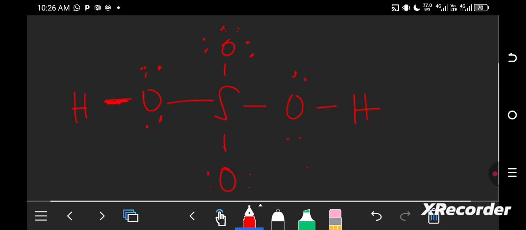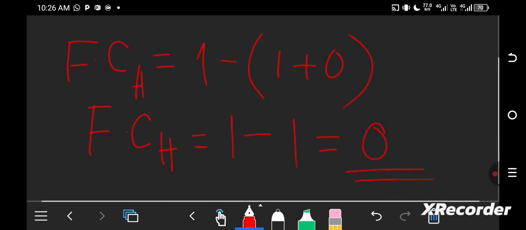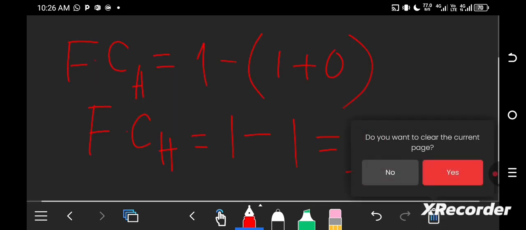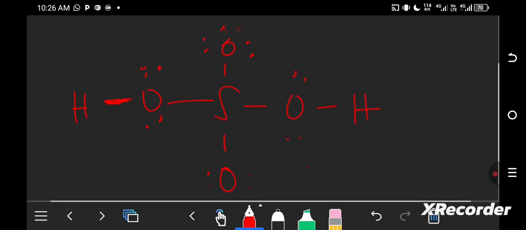Now let's look at the formal charge for another element. Let's look at oxygen. Let's start with this oxygen here. There should be another pair of electrons there.